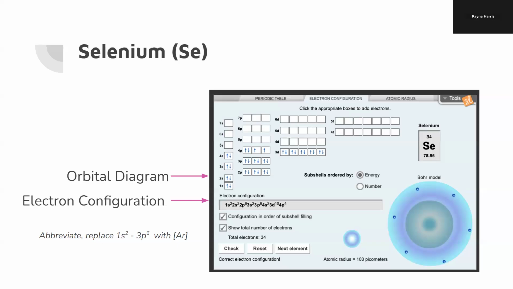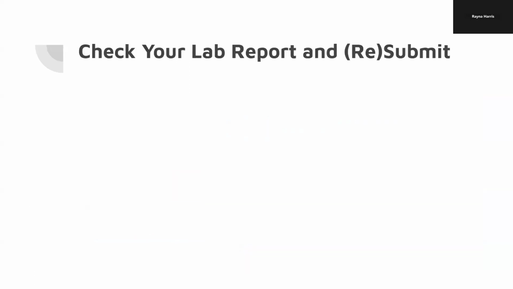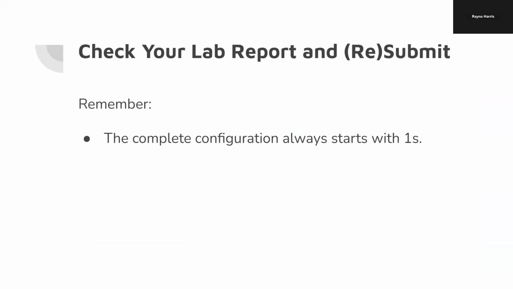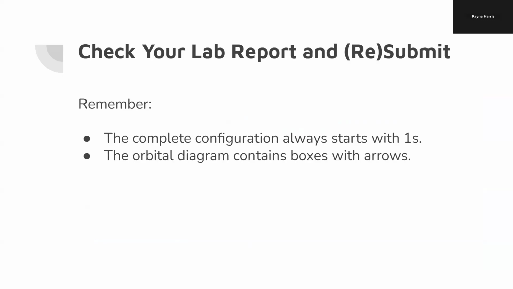Okay, y'all ready to go back to the lecture? Let me make sure there's nothing else here. I have a couple of reminders before you turn in your homework, before you turn in the lab report. The complete electron configuration always starts with 1s. You always start at the top of the periodic table. So for hydrogen, it's going to be 1s1. For helium, 1s2. For lithium, 1s2, 2s1.